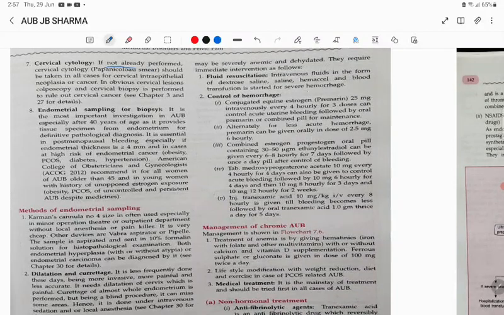Cervical cytology. If not already performed, a cervical cytology Pap smear should be taken in all cases to rule out cervical intraepithelial neoplasia or cancer. In an obvious cervical lesion, go for colposcopy or cervical biopsy. If there is no lesion, you can go for a Pap smear. Or if there is a visible growth or lesion, a colposcopy-guided cervical biopsy can be performed to rule out cervical cancer.